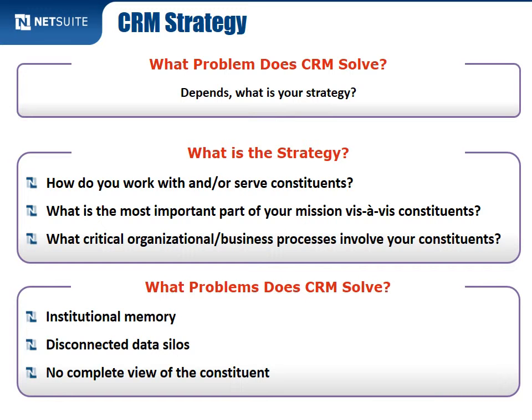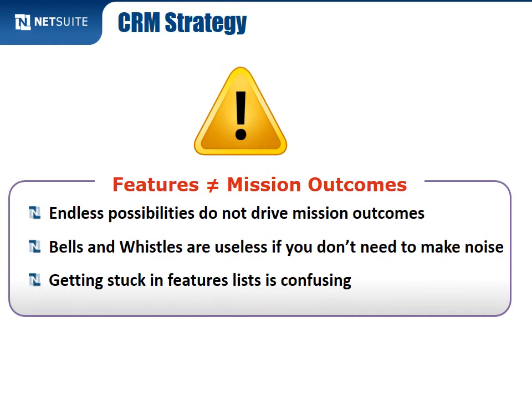It tends to provide that institutional memory piece. It tends to start to solve the disconnected data silos, but you can have two disconnected CRM systems and still create silos. And it tends to create a complete view of the constituent. But one of the things that can get you in trouble really quickly is starting to hear all the cool things that CRM can do. And there are endless possibilities, and it can do all kinds of things.